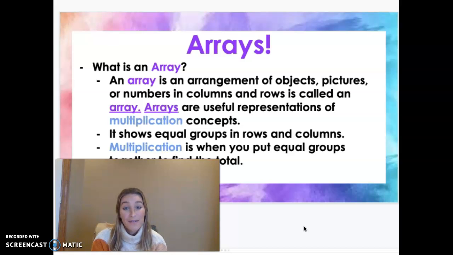Today we are going to be reviewing and working with arrays. So what is an array? We know that an array is an arrangement of objects, pictures, or numbers in columns and rows. That's what we call an array. And arrays are useful representations of multiplication concepts. So it's important to remember that multiplication is when you put two equal groups together to find the total. And so we know that in an array, it shows equal groups in rows and columns. So that's kind of our background knowledge. We already know that, we're just reviewing, but wanted to run through it with you again.